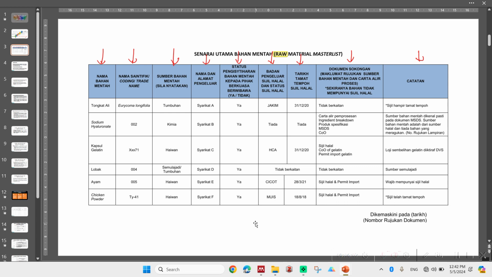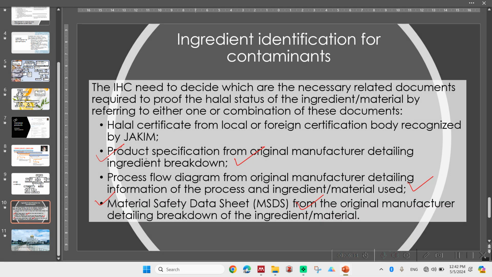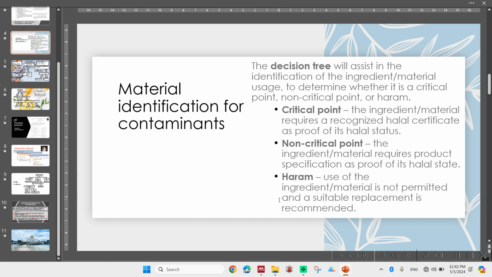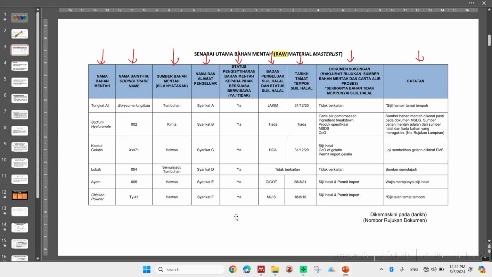Since we learned in the previous topic number 8 about the identification of the status of the ingredient, whether it's critical point, non-critical point, or haram, before we reach this decision we need to have this list of ingredients. If you see in the list of ingredients, you need to state the halal status of the ingredient.